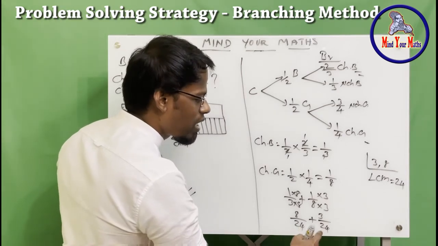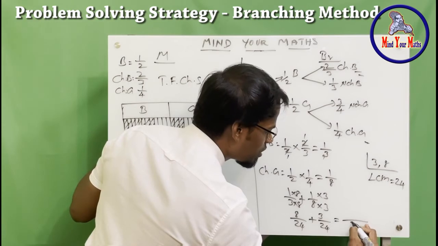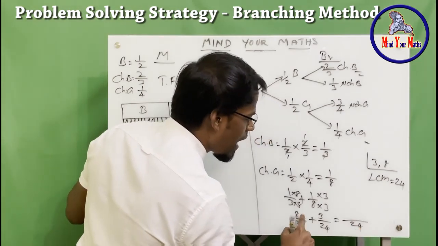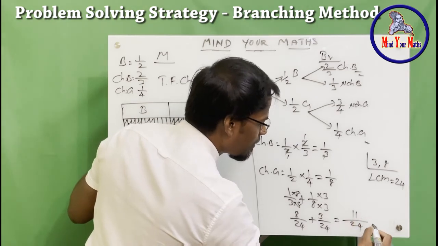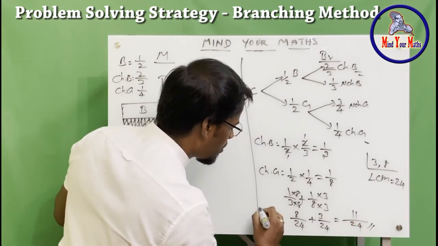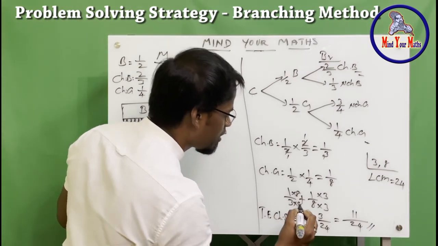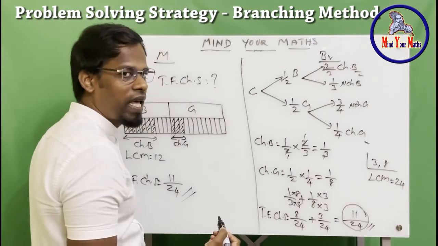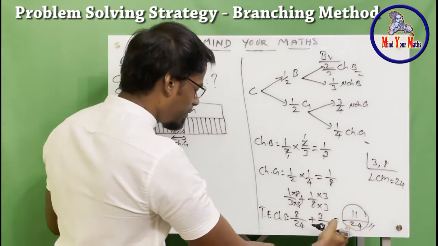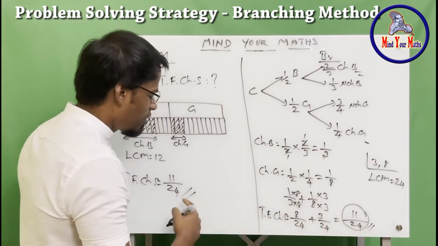Now both the denominators are the same. So we can take that as a common denominator, which is 24, and then add the numerators together. 8 plus 3 is 11, right? So the total fraction of Chinese students is equal to how much? 11 over 24. So that is the answer. Now you see, it's the same answer we got. Same answer we got, right?